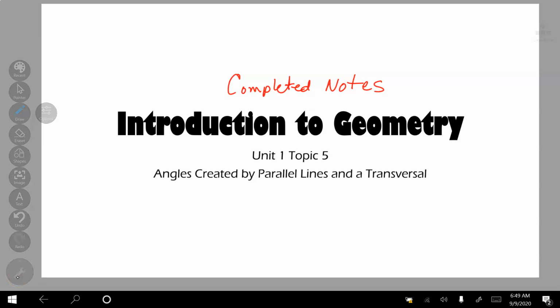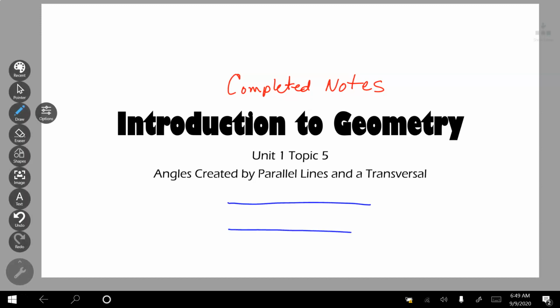Hi class, today's lesson will be angles created by parallel lines and a transversal. And a transversal is a funny name, but we'll talk about what it means. So today we're going to be talking about things that look like this.